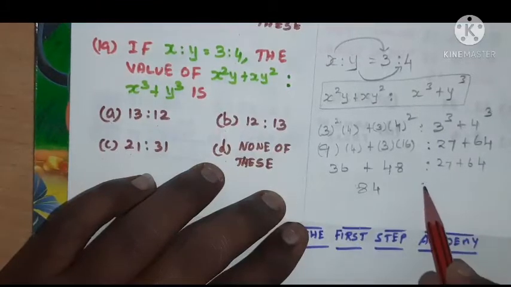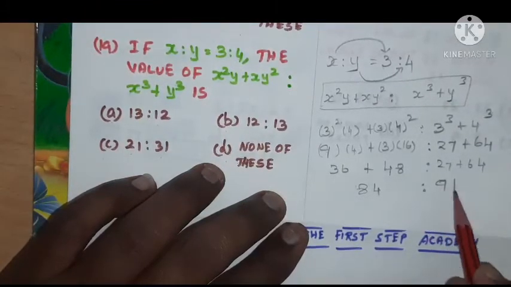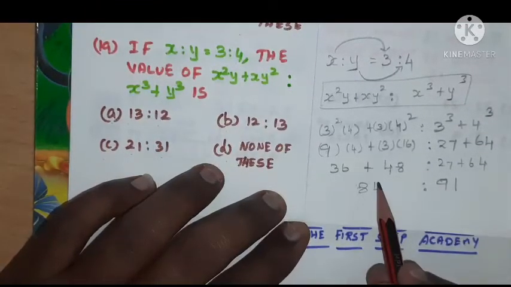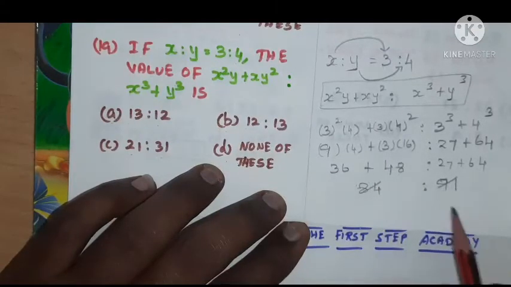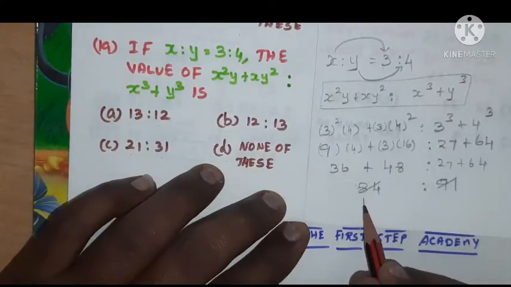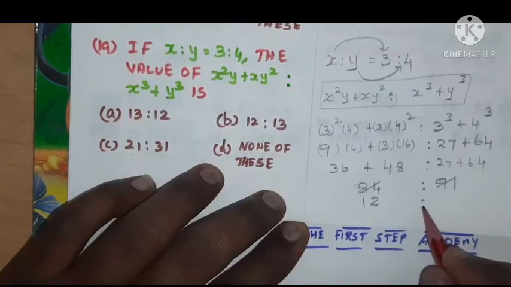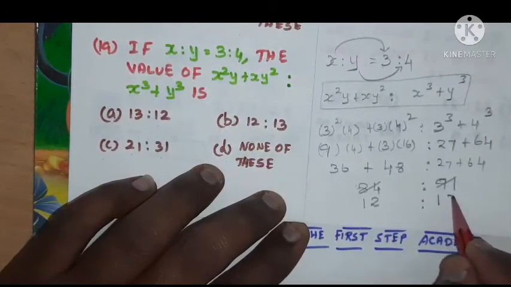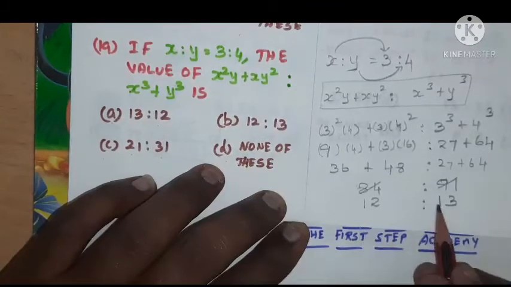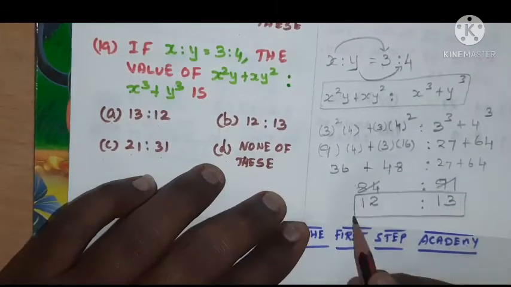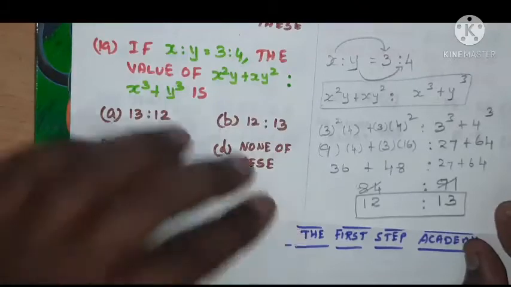84 is to 91. Now we can reduce this further with 7. So 12 sevens are 84, and 13 sevens are 91. Hence 12 is to 13. So we got the answer as 12 is to 13.